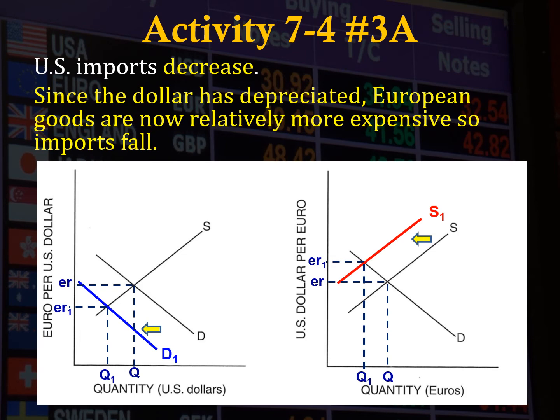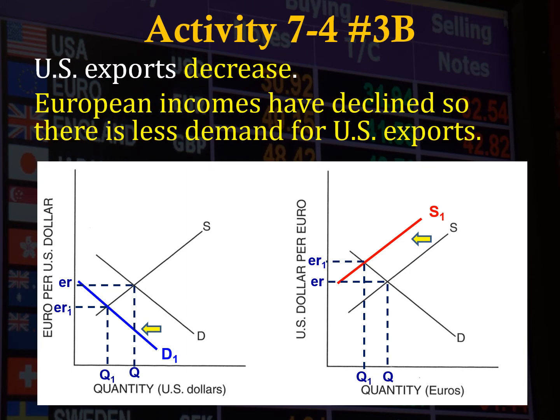Since the dollar has depreciated, that's going to decrease US imports. European goods are now relatively more expensive, which causes American imports to fall. At the same time, US exports will decrease. Now you might wonder, wait a minute, the dollar is weaker, that should increase exports. Well, except for the fact that European incomes have declined.